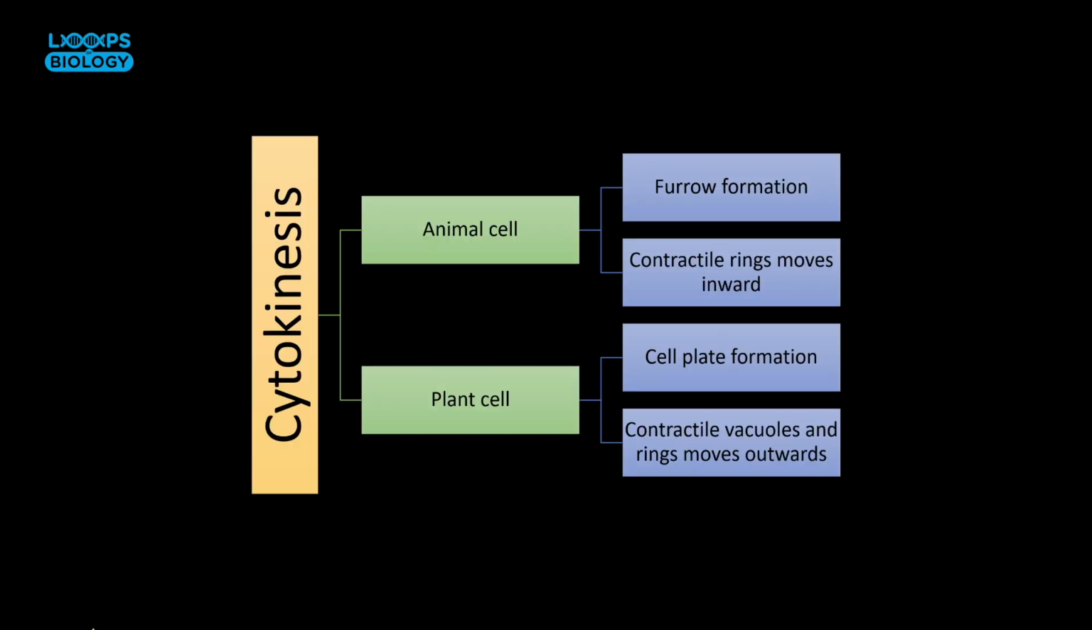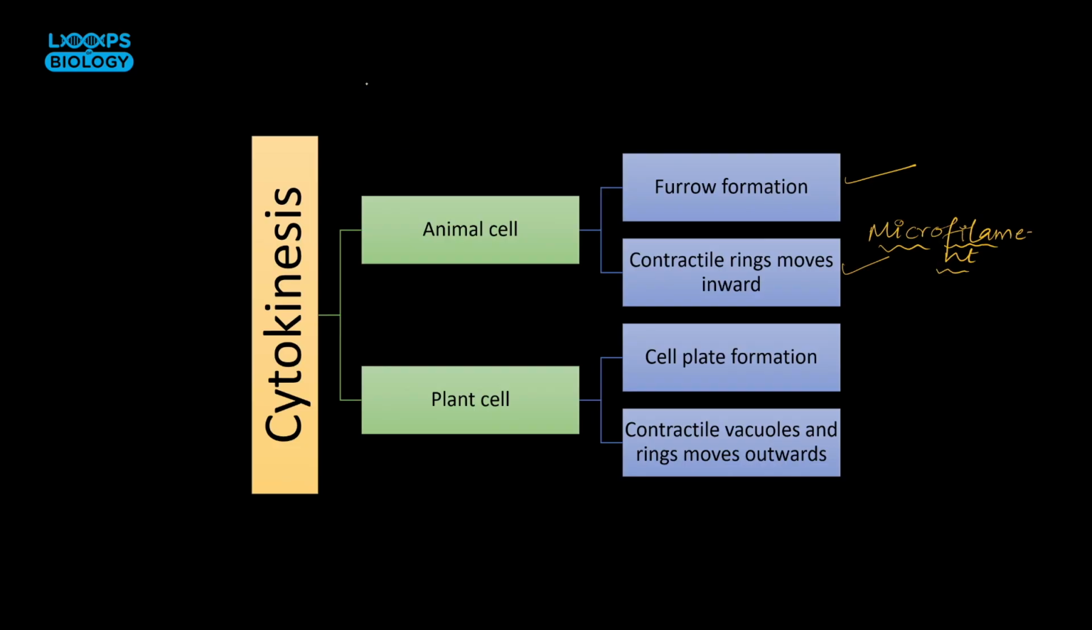Alright. So let's see what is happening in cytokinesis. That is, in case of animal cell, there is furrow formation. Contractile ring moves inward from outward, and these are nothing but made up of microfilament, which is one of the types of your cytoskeleton molecule. Alright. And in case of plant cell, there is going to be a contractile vacuole and ring moving outwards, so from in to out, and the cell plate formation is taking place.